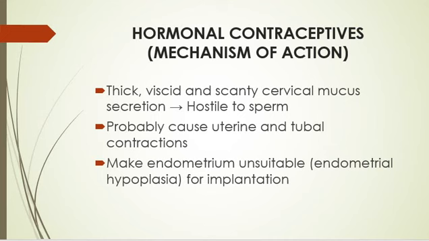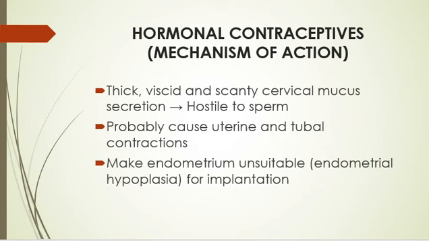The other mechanism of action of hormonal contraceptives is that the progesterone component produces thick, viscid and scanty cervical mucus. This thick, viscid and scanty cervical mucus is hostile to sperm, and that's why the sperm cannot travel through this thick mucus, go through the uterine cavity and reach the ovum in the tube.